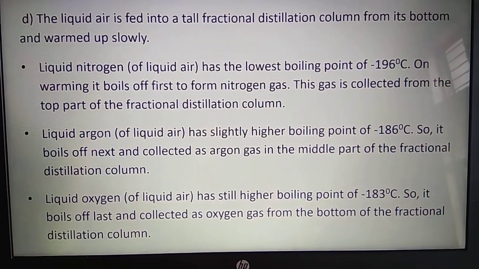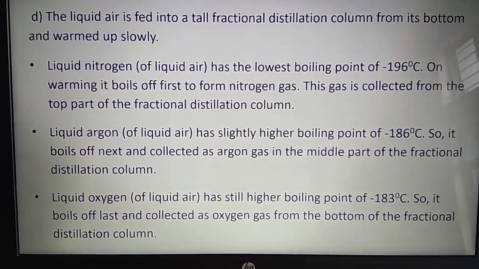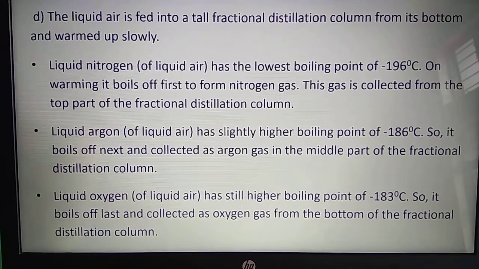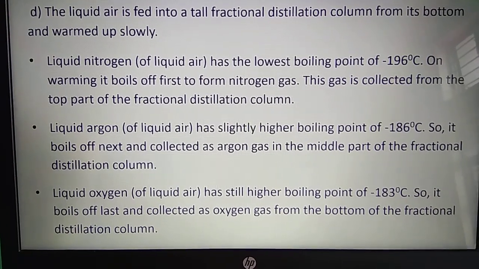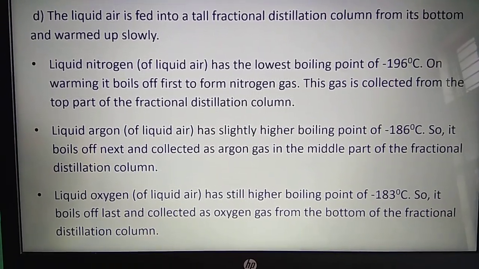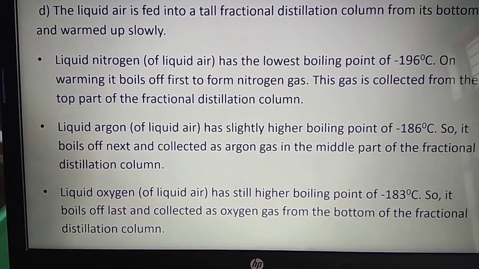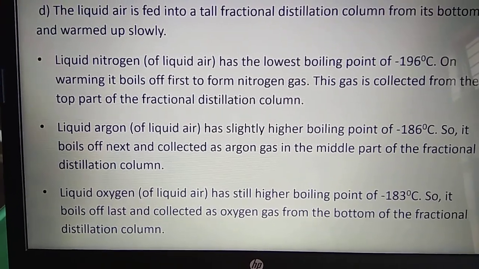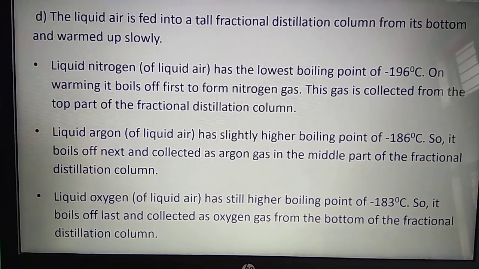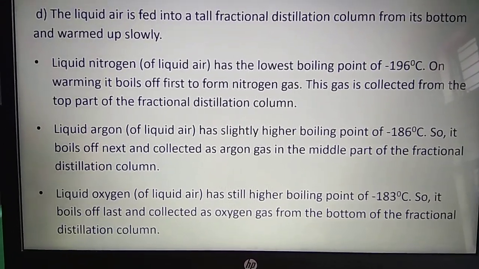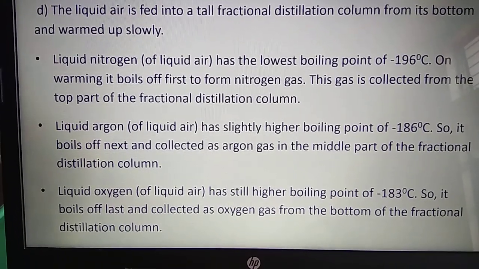Liquid nitrogen has the lowest boiling point of minus 196 degrees Celsius. On warming, it boils off first, that means it starts to convert into the gaseous state first. Then this nitrogen gas is collected from the top part of the fractional distillation column. Next, liquid argon, which has a slightly higher boiling point of minus 186 degrees Celsius. So it vaporizes next, that is, it boils next, and is collected as argon gas in the middle part of the fractional distillation column.